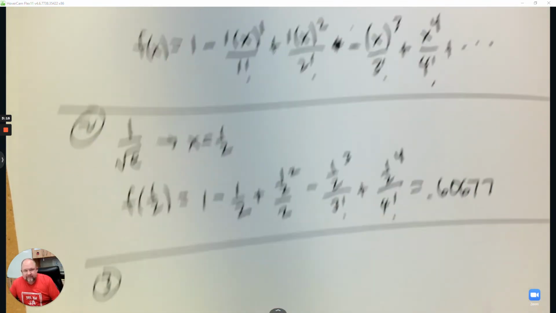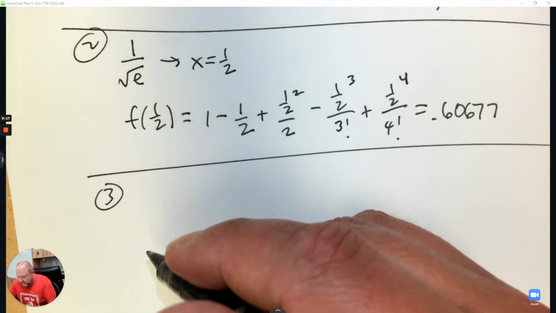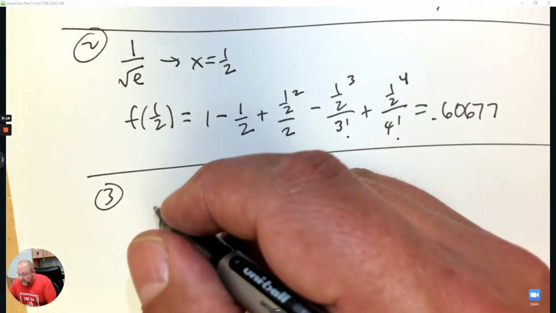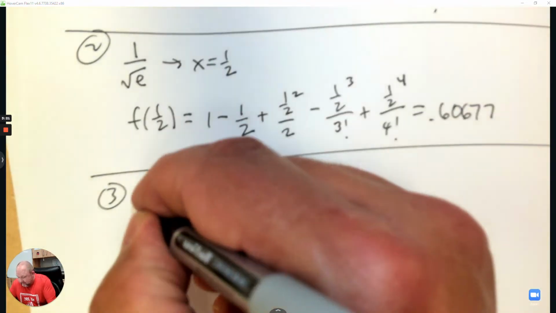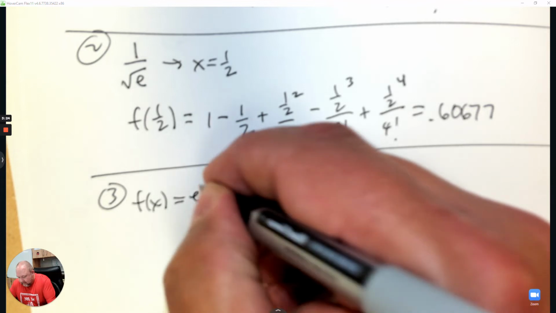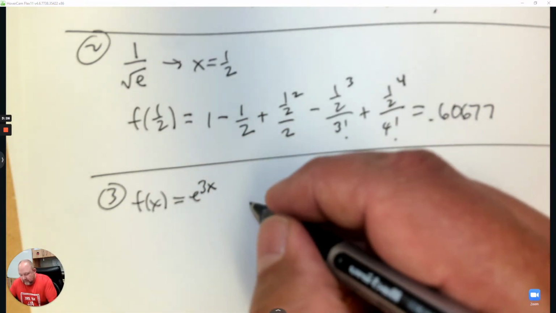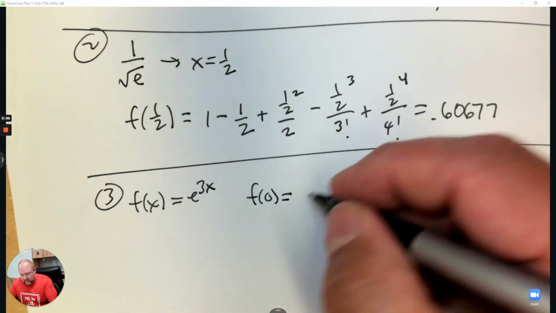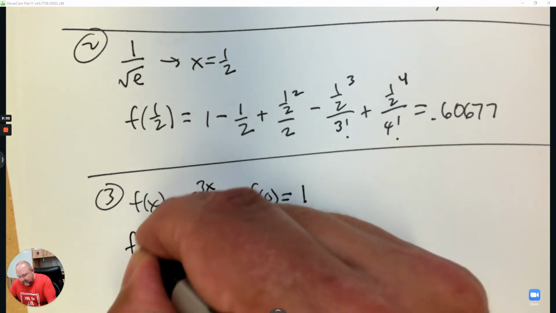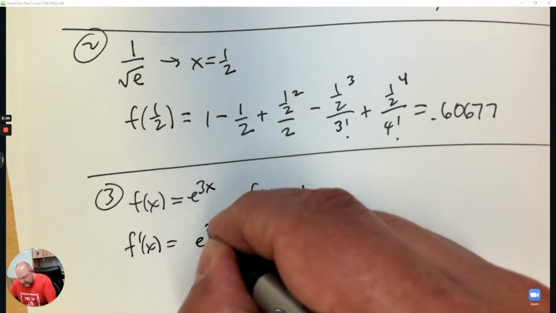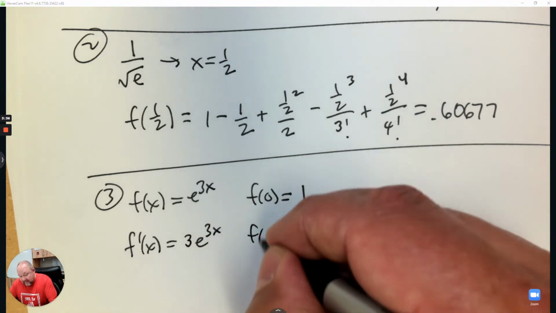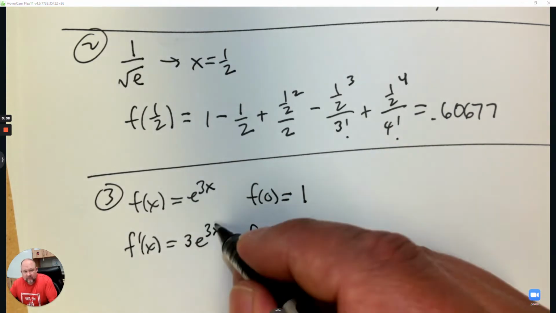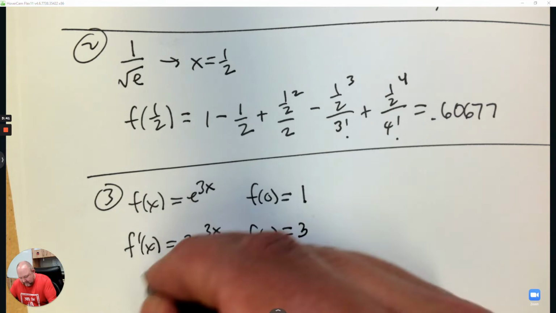Number 3. Use the definition of a 4th degree Maclaurin for f at x equals e to the 3x. So Maclaurin means we're going to use 0, which is wonderful. So e to the 0 is 1. Then I take the derivative, that's e to the 3x with the hook. Again, I'm going to plug in 0, so that's 1 times 3, which is 3.